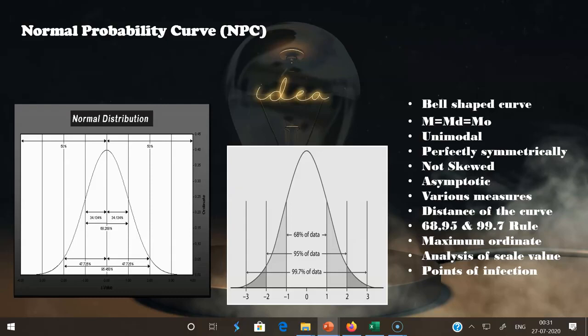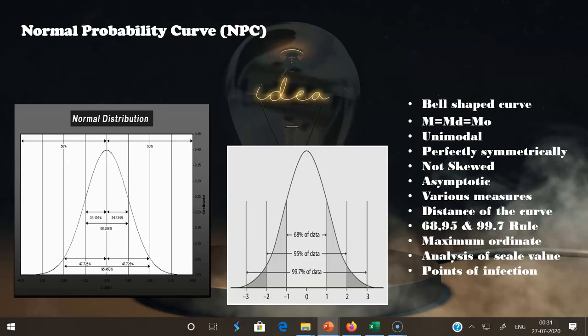The next property: we may highlight some of the various measures of the normal probability curve. In the normal probability curve, the quartile deviation value is approximately 0.6745. The mean deviation value is approximately 0.7979. The skewness value, as we already discussed, is exactly 0. The kurtosis value is equal to 0.263. These are some of the measures of the normal probability curve.